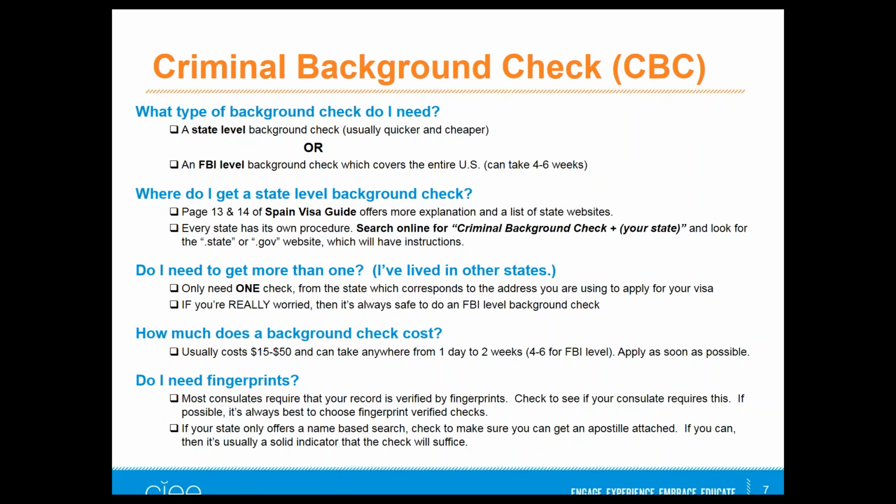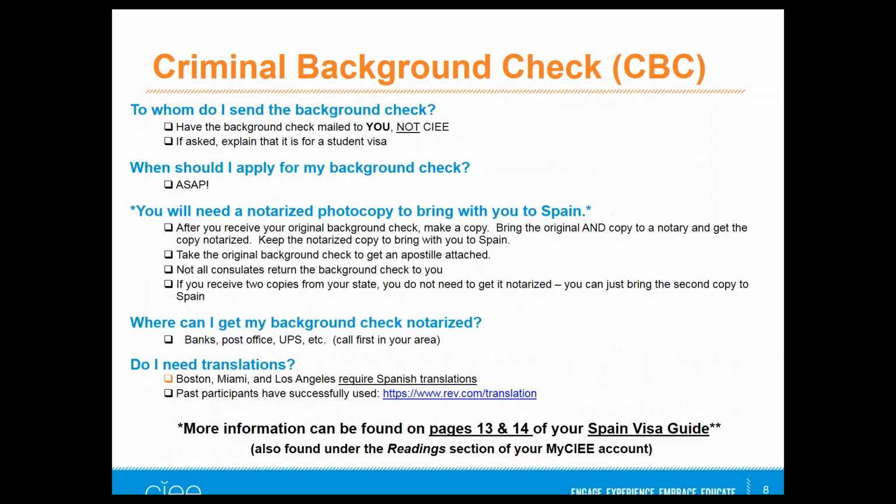Something to keep in mind is that the background check will not be turned into CIEE. So when you're filling out the application for your background check, just make sure that the results are being mailed to you, because you need to get them sent off to get authenticated with an apostille, and then you're going to take it to your visa appointment. So if when you apply for the background check, they ask for an employer ID code or an address, just explain to them that you're applying for a visa and you need the results sent back to you directly. You should not need to give them any employer information.